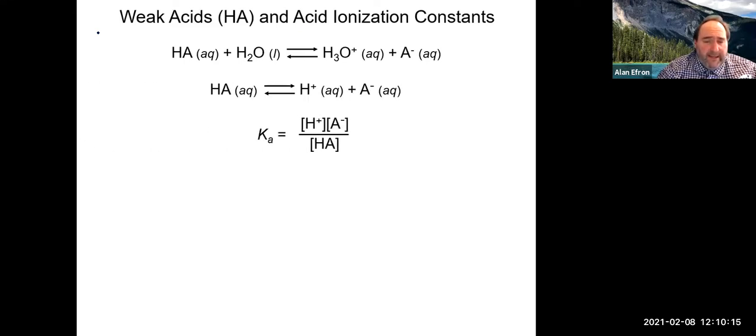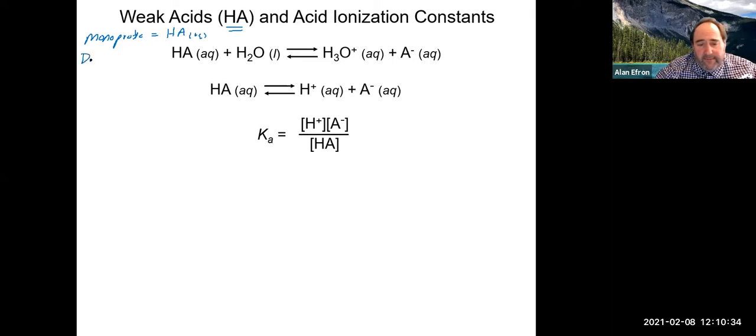So if we write sort of a weak acid, and this, by the way, is a generic formula for a weak acid. That's a weak monoprotic acid. Monoprotic means it's got one H plus to give. So that's kind of like a generic formula you can use for that, HA.